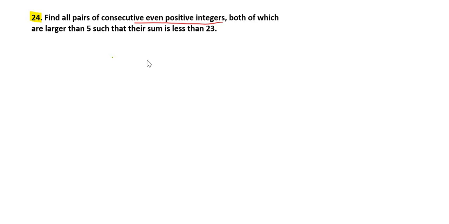Hey guys, we will solve question number 24. They are saying a pair of consecutive even positive integers. So you have to take even numbers. Suppose the first even number is 2x. So what will be the second number? The second number will be 2x plus 2, because we have to take consecutive even numbers.